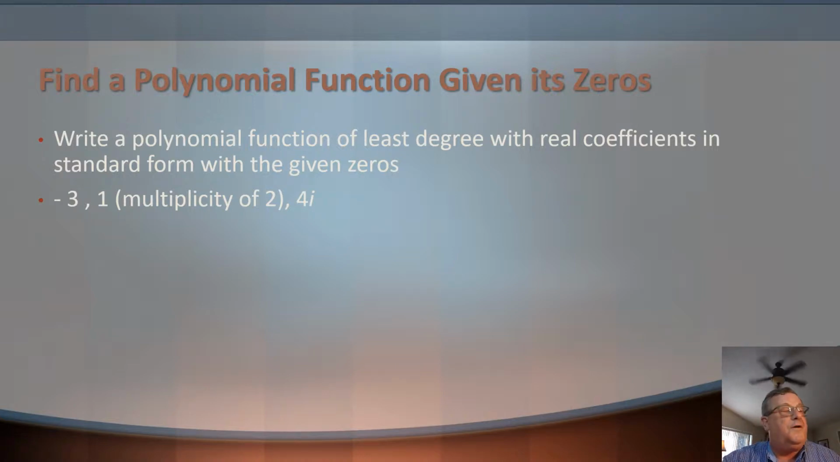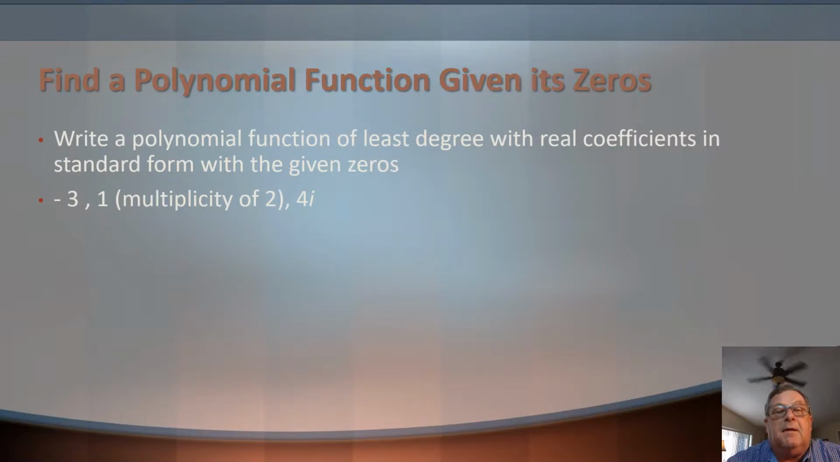Well, now we're going to ratchet it up a bit. Let's start off with the fundamental theorem of algebra, which says that if a polynomial function is raised to a degree, let's call that degree n, then it is going to have that number of zeros, either real or imaginary.